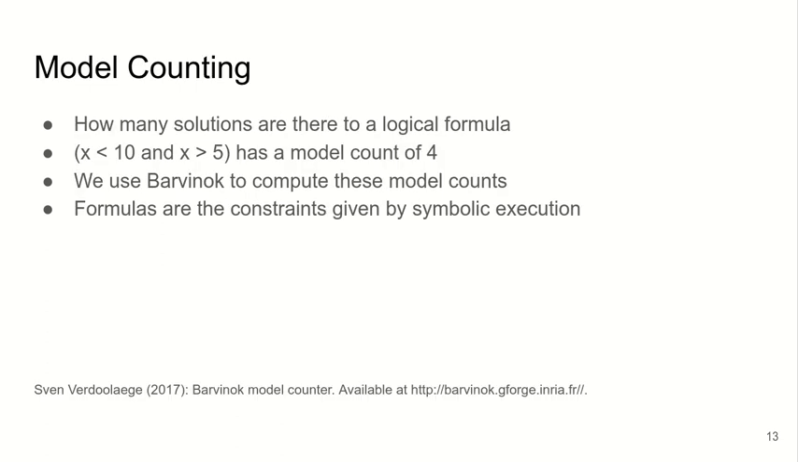Our next step is model counting. Model counting is a process of finding the number of satisfying assignments there are for a logical formula, which will be 0 if the formula is unsatisfiable. For example, the simple formula x is less than 10 and x is greater than 5 has a model count of 4, since x can be 6, 7, 8, or 9. We use a program called Barvinok to compute these counts, and we're giving it the formulas from the constraint outcome pairs that we generated using symbolic execution.